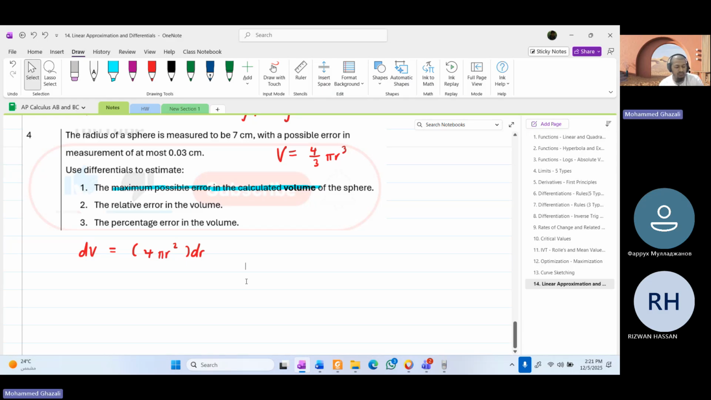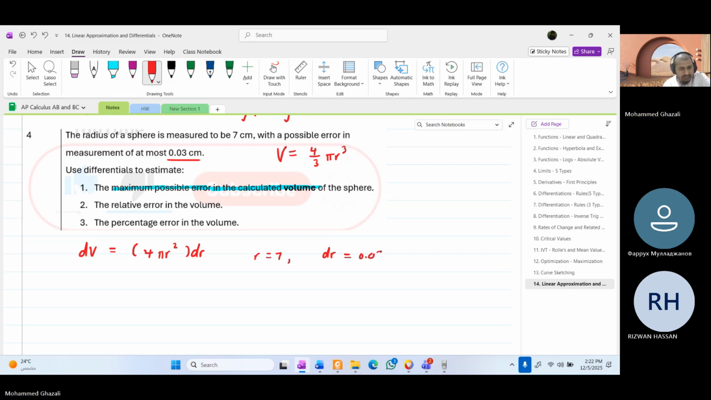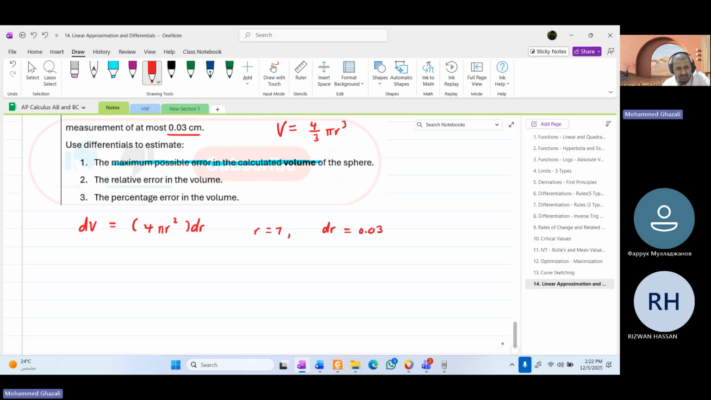Next, we are given that the radius is 7, so substitute the numbers. The radius is 7 with a possible error in the measurement of at most 0.03. So dr is equal to 0.03. Just substitute the numbers and you see what dV is now. What's the change in volume? The differential change in volume.